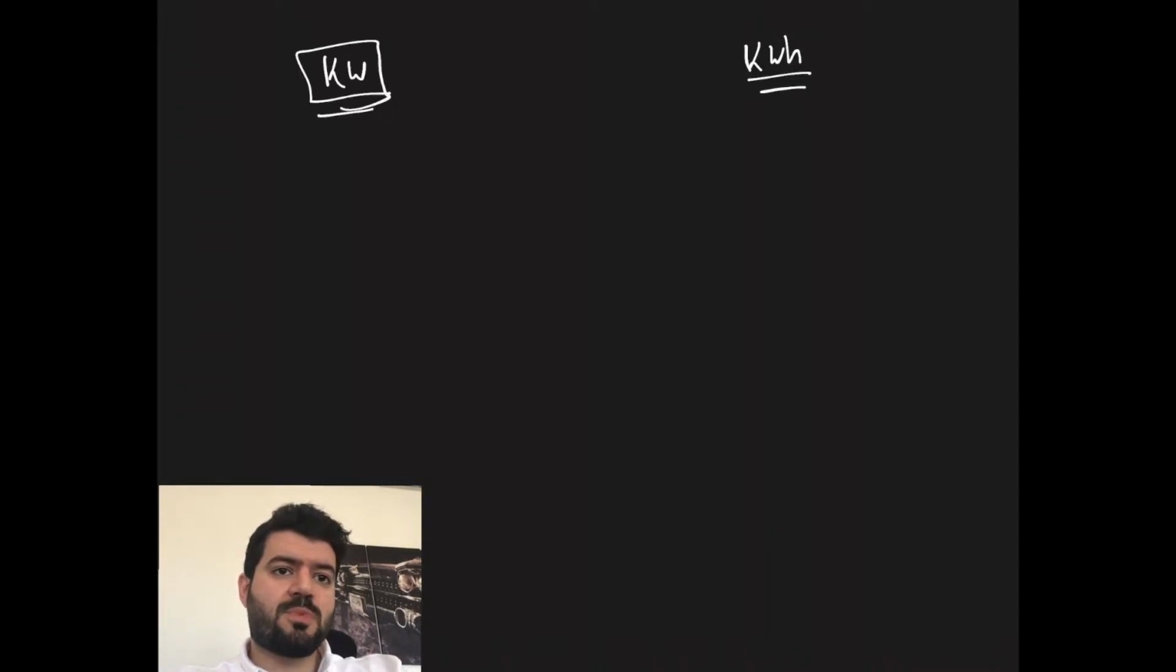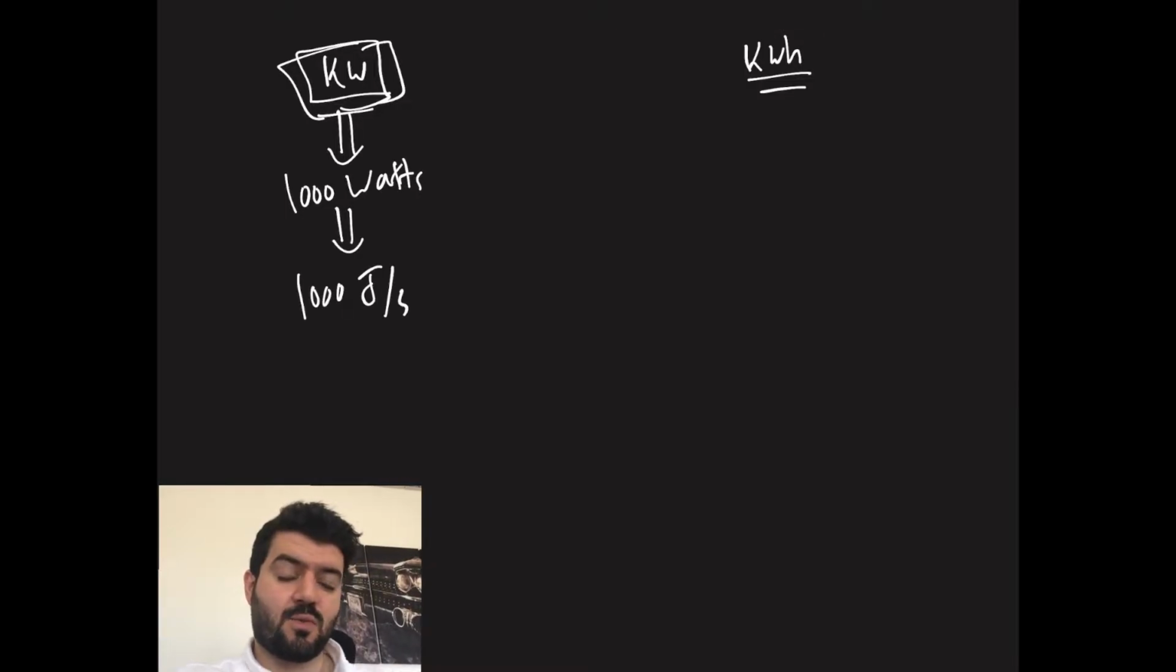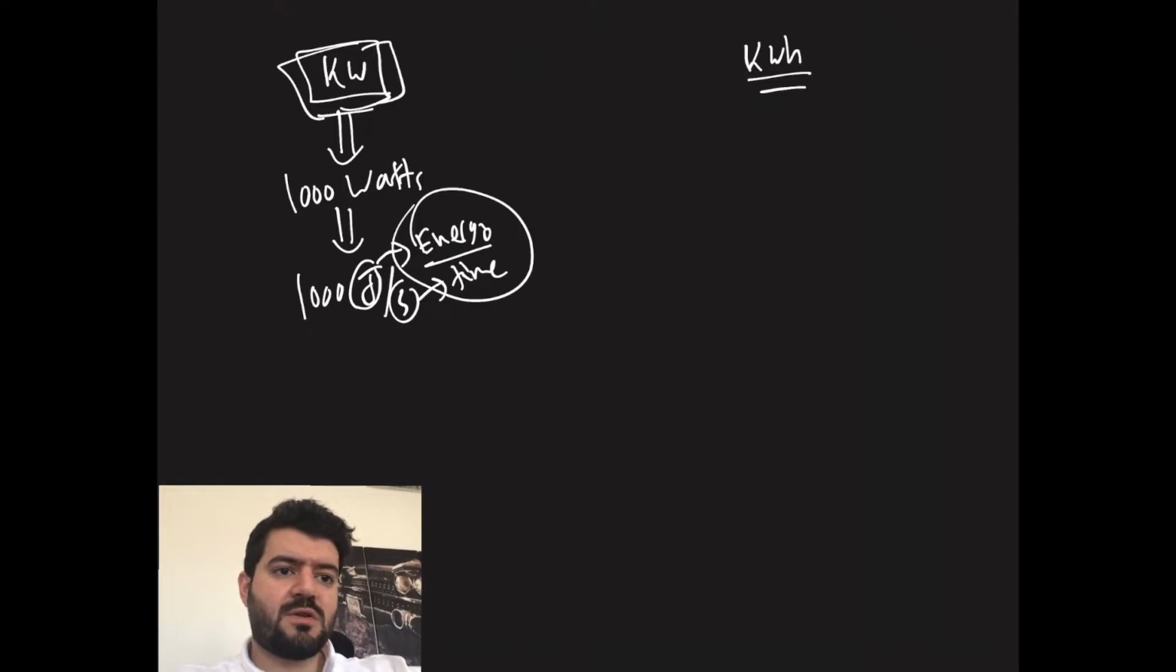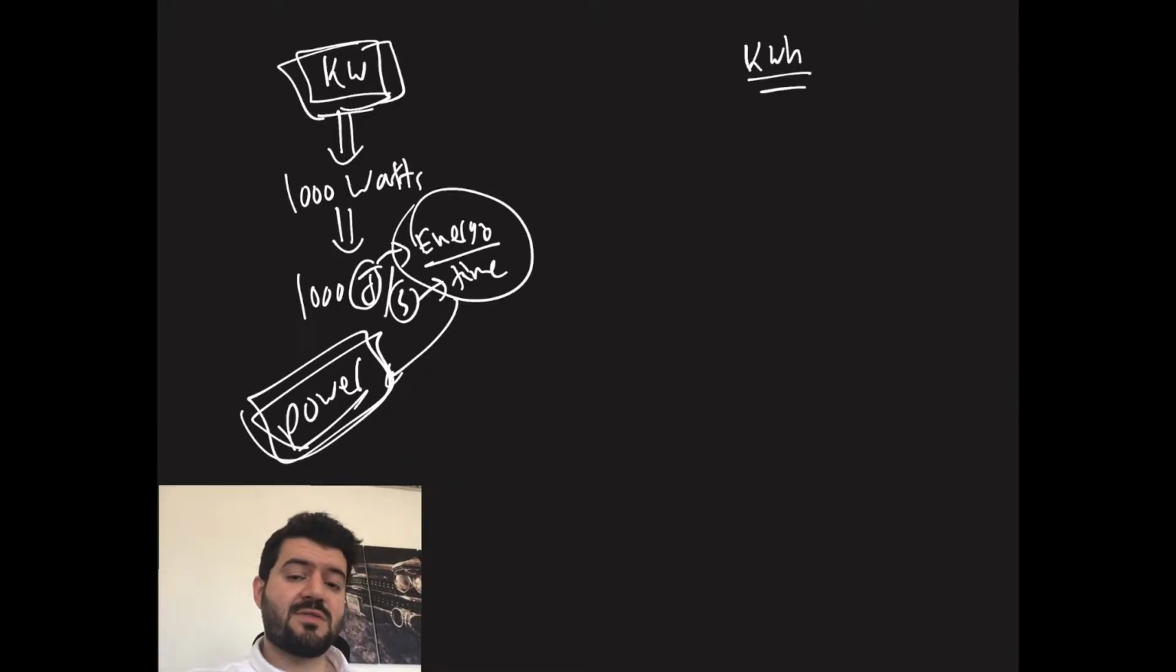Now kilowatts, most probably you have heard at one point that it means 1000 watts, and 1000 watts stands for 1000 joules per second. And when we have energy, which is represented by joules, over time, it means we are talking about power. And most probably you have heard that kilowatts or watts stand for power.